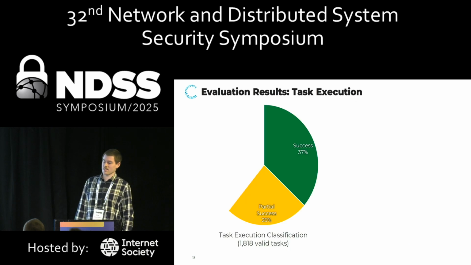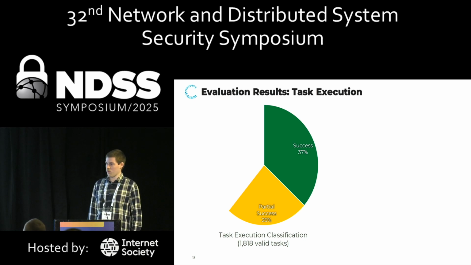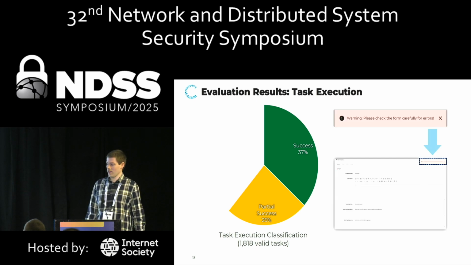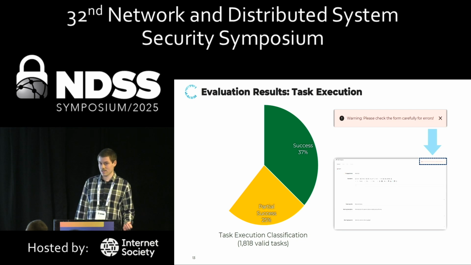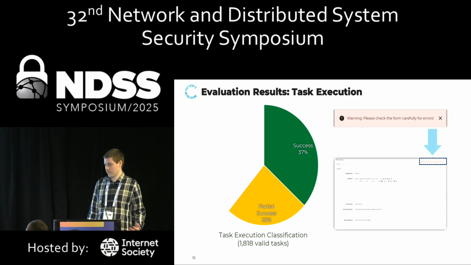Next up, we saw that 25% of tasks were partially successful. Partial means that YuraScanner managed to find the target form of a task, but there was a failure at the last step. For instance, it tried to submit a form, but there was a form validation error. However, we still consider this a partial success since the attack surface was increased, because we still found a form.